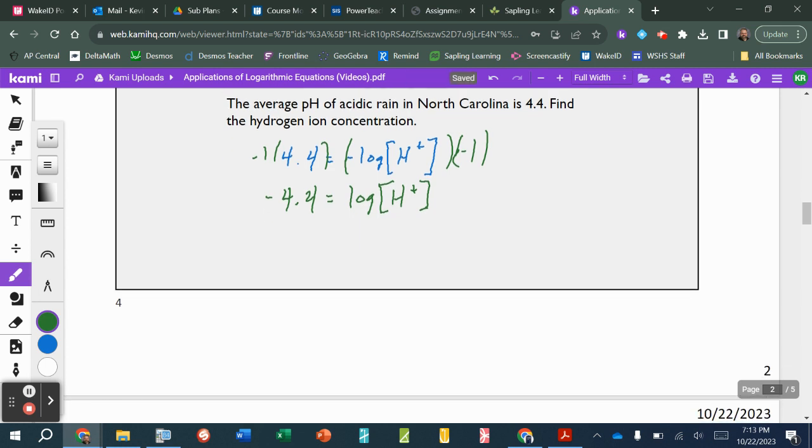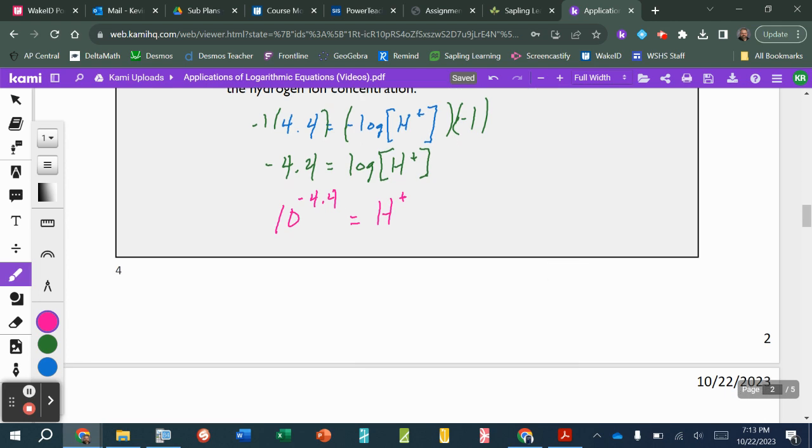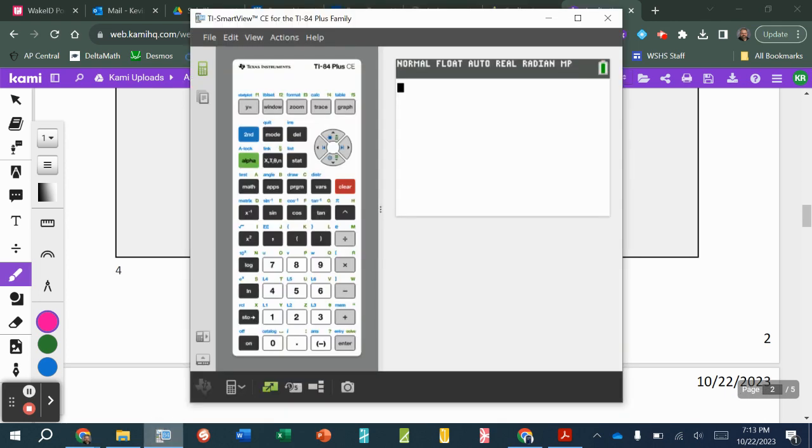And now we'll go ahead and rewrite it in exponential form. Since it's the common logarithm, it means we have a base of 10. We're going to raise that to the -4.4 because remember the logarithm is equal to the exponent. And then this will be equal to the argument of the logarithm, which was our hydrogen ion concentration.